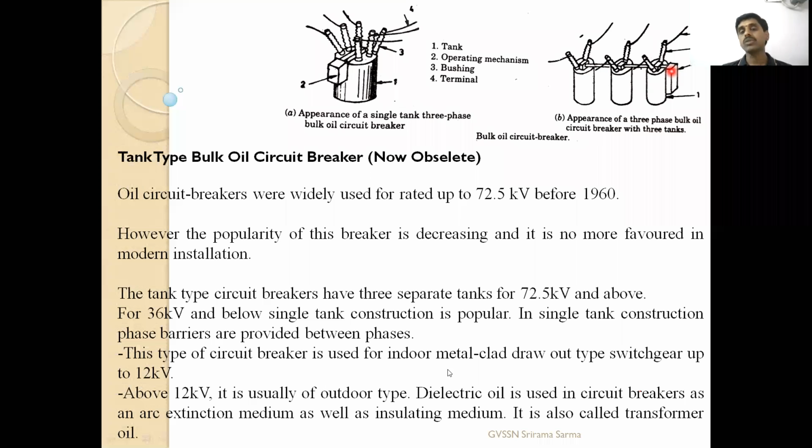This type of breaker is used for indoor metal clad. Above 12 kV, it is usually outdoor type. Dielectric oil is used in these breakers. In this type of breaker, a larger amount of oil is required. Therefore, it is now obsolete. That means it is not in popular use.